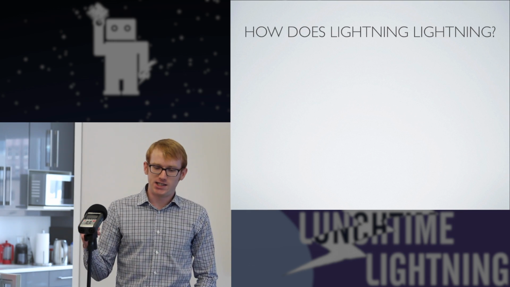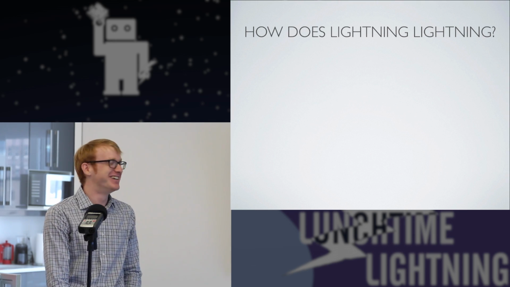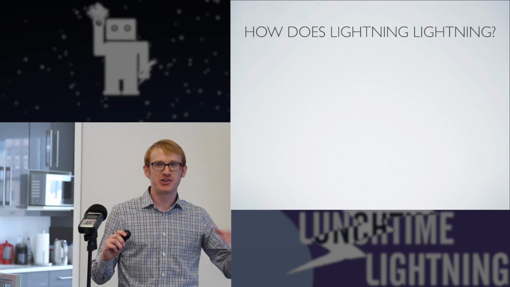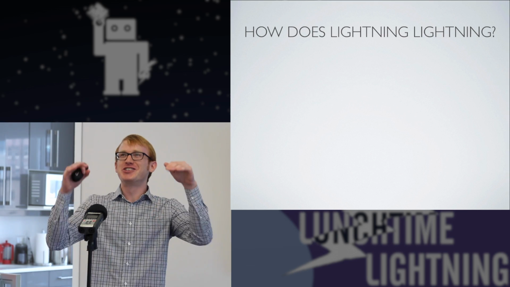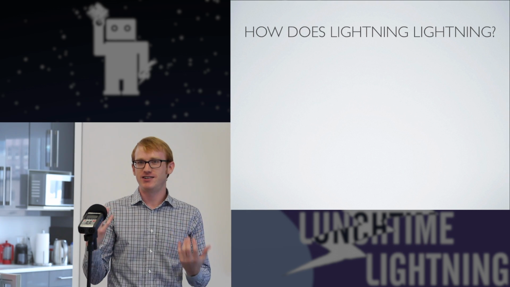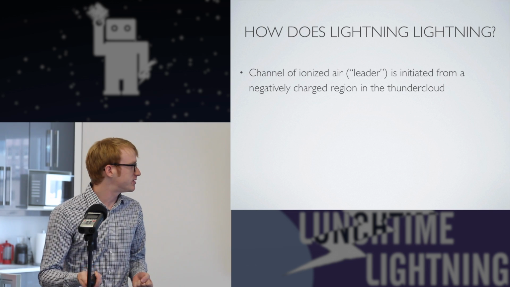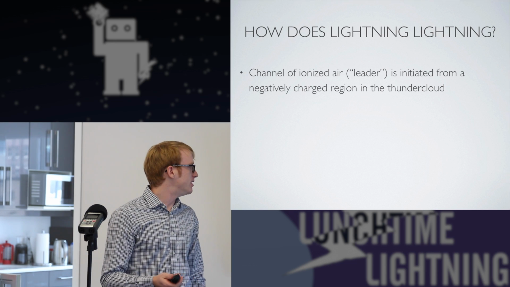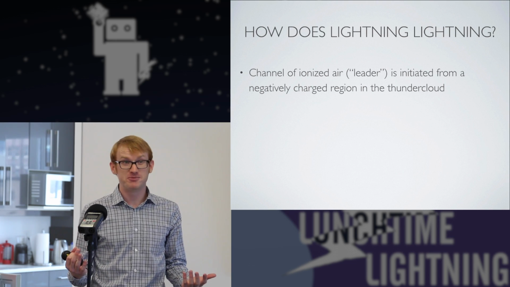And how does lightning happen? It's not well understood, but by me. So when a thundercloud comes over the ground, it'll have a very high negative charge, and when that charge is high enough, it will start to produce a channel of ionized air beneath the cloud, which is called a leader. And ionized air is also called plasma, which is really awesome sounding.